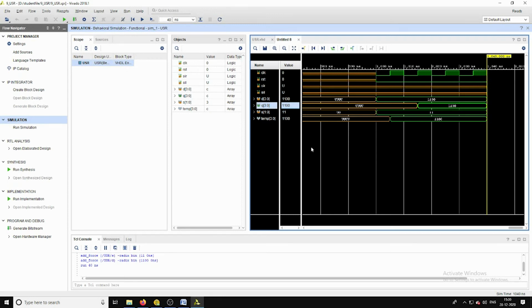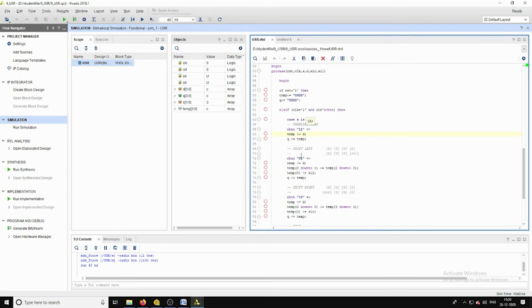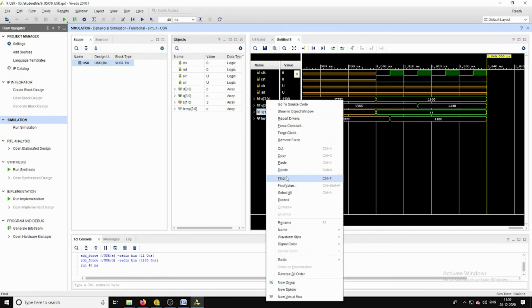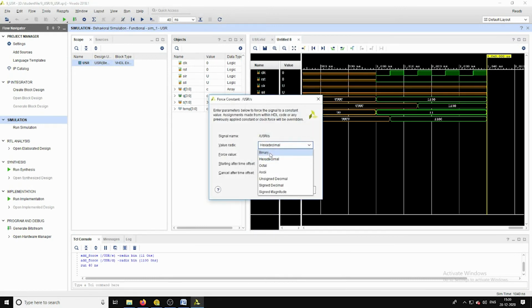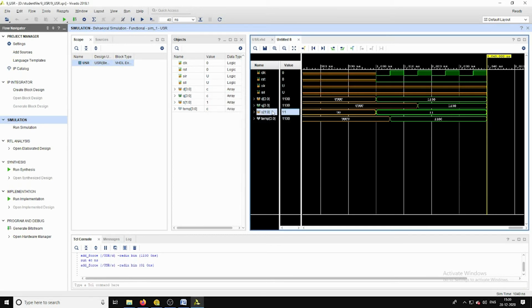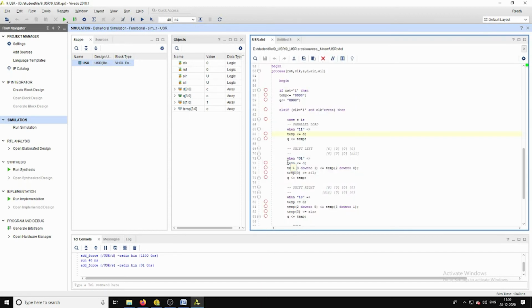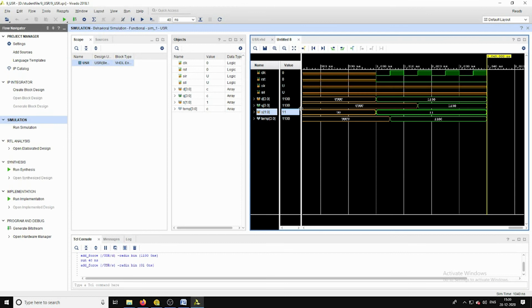Suppose we give the selection line according to the logic. In order to perform the left shift operation, the selection line should be 0 1. Here I am considering 0 1 for the selection line. In this case, we have to assign the SIL value to perform the left shift operation.